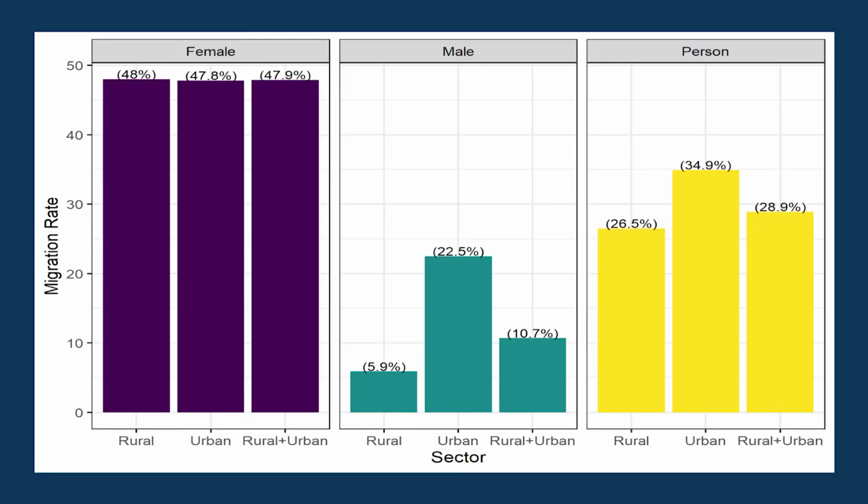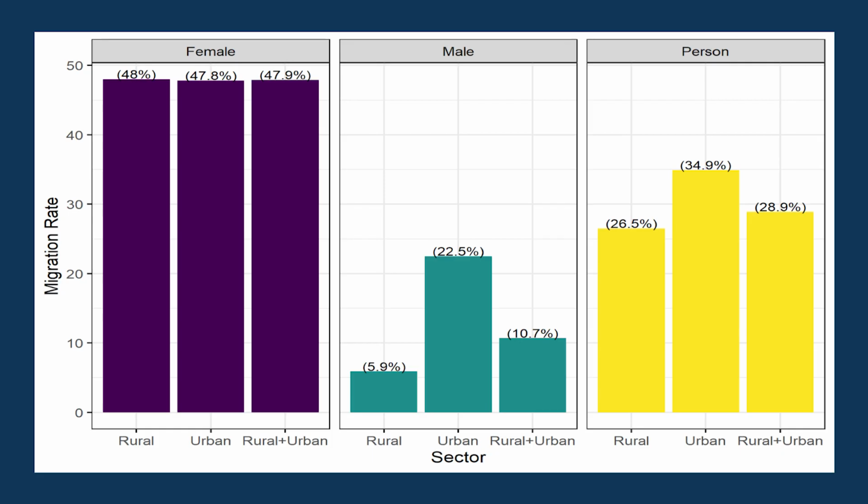Here we are presenting the migration rate. What we have done is categorize numbers into three different boxes, as you can see, by sex and also overall. So we have female migrants, we have male migrants, and we have person. By person we mean we are ignoring whether they are male or female. On the horizontal axis, we have specified the sectors. So what does it show? Here we are representing the migration rate.